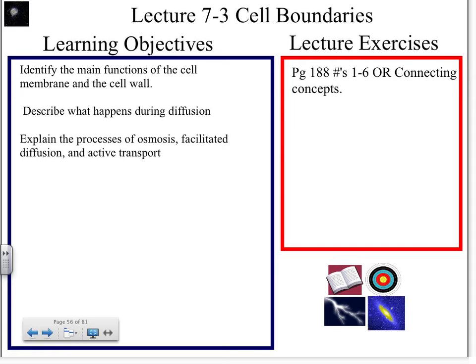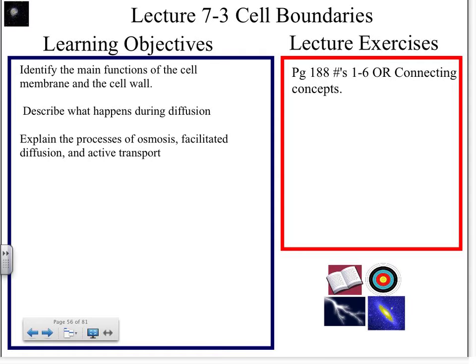Our objectives today are to identify the main functions of the cell membrane and the cell wall. We want to describe what happens during diffusion and explain the process of osmosis, facilitated diffusion, and active transport. Your learning activity lecture exercises are page 188, numbers 1 through 6, or connecting concepts. Now, class, do the one that you think will help you the most.